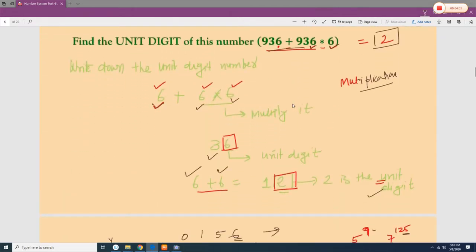Next example, find the unit digit of 936 plus 936 into 6. First you have to find the unit digit of these numbers which are given here. It is 6 here, and here also it is 6. So 6 into 6 is 36. Then you put 6 here, and the sign over here is plus, so you put plus, and 6 plus 6 is 12. So 2 is the answer.